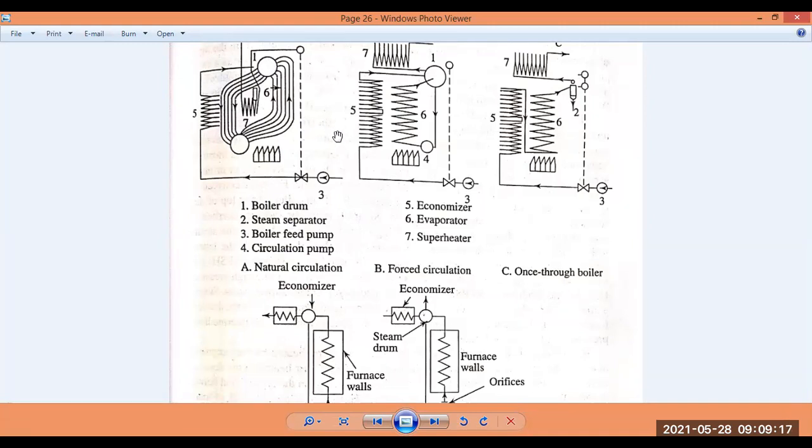Two is the steam separator. Three is the boiler feed pump itself.